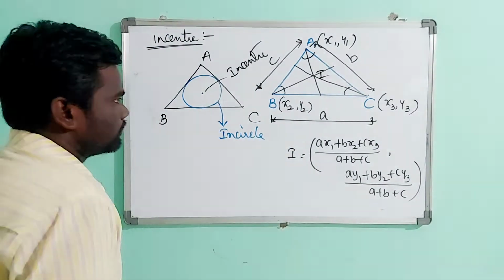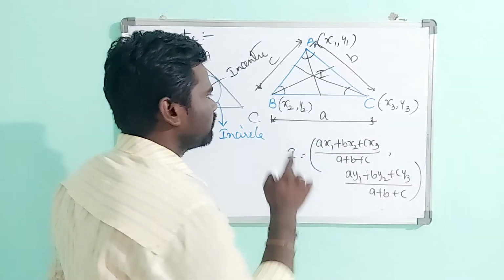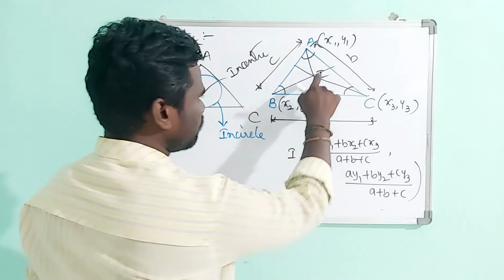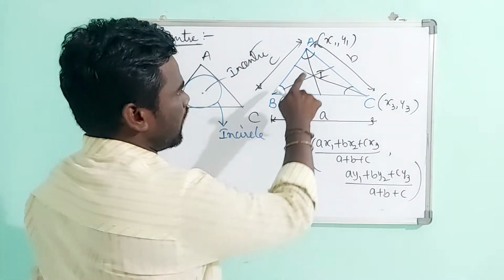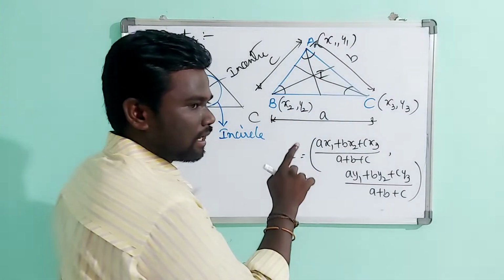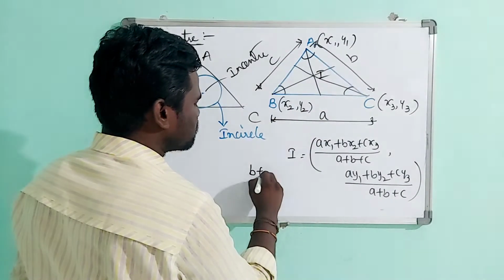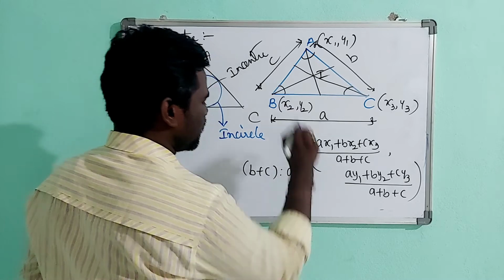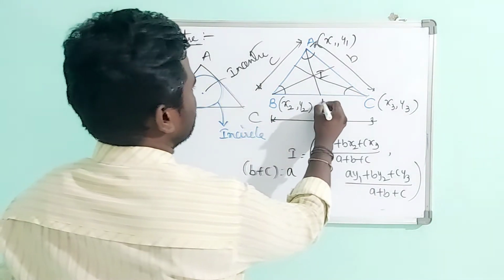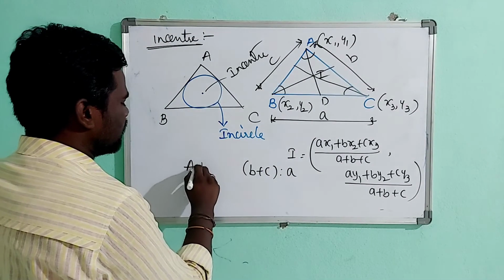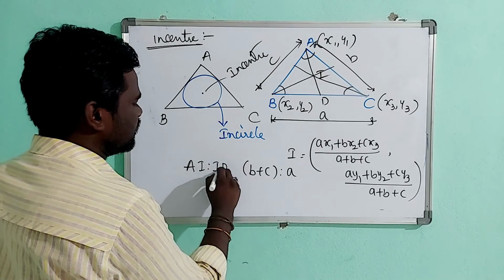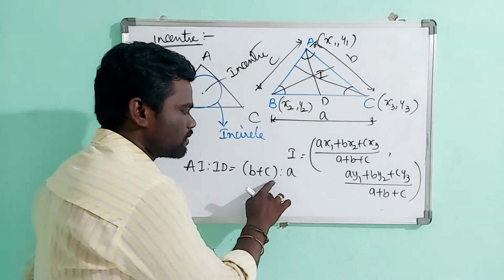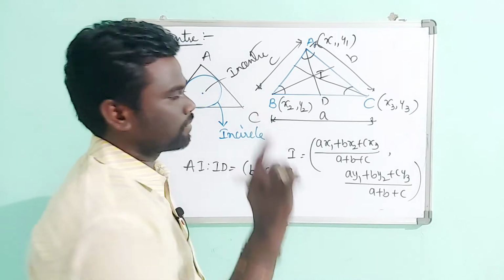And one more thing is, the Incentre divides the internal angle bisector in the ratio (b plus c) is to a. Suppose the bisector meets the opposite side at D, then AI is to ID equals (b plus c) is to a.